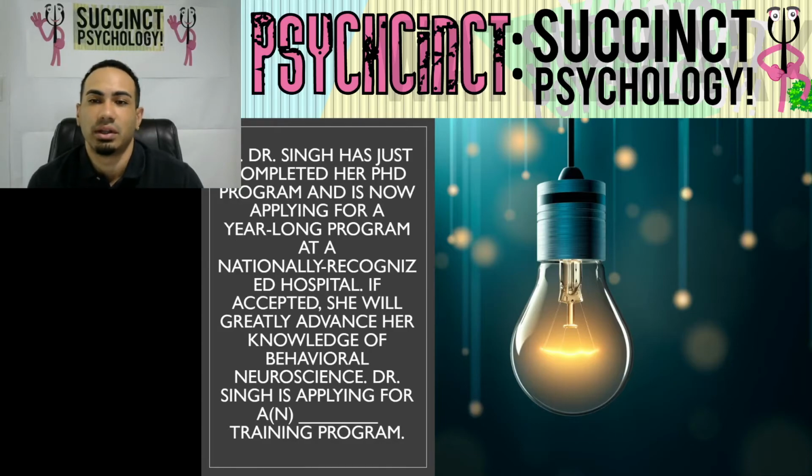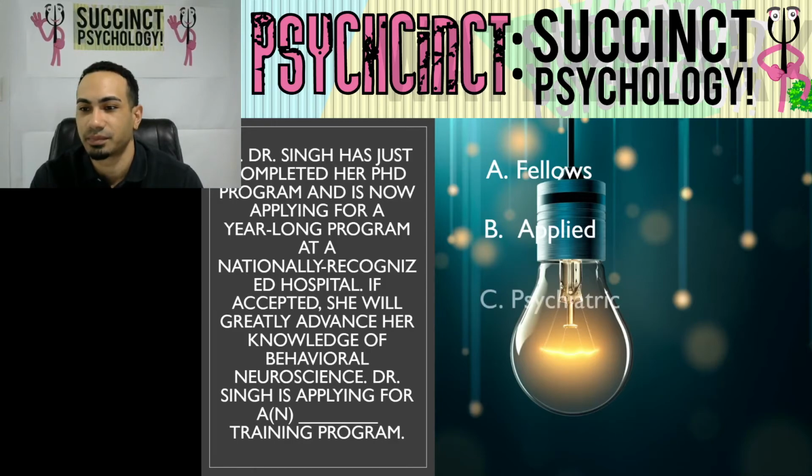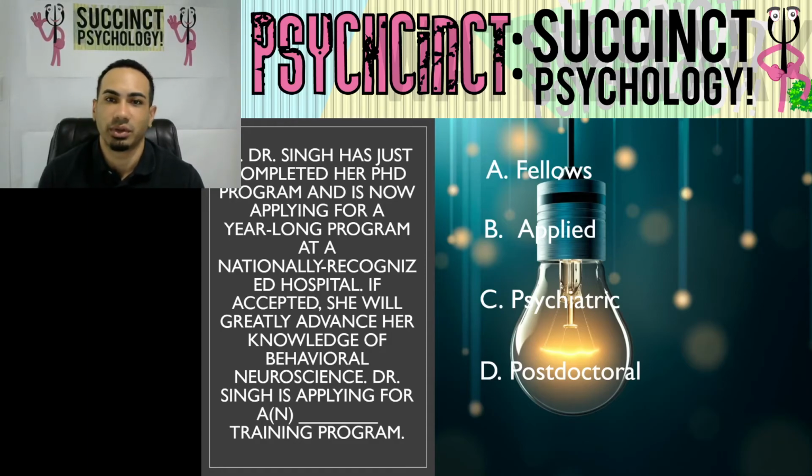All right. Dr. Singh has just completed her PhD program and is now applying for a year-long program at a nationally recognized hospital. If accepted, she will greatly advance her knowledge of behavioral neuroscience. Dr. Singh is applying for a blank training program. A, fellows. B, applied. C, psychiatric. Or D, postdoctoral. Okay, so this is a bit of a loaded question as well.